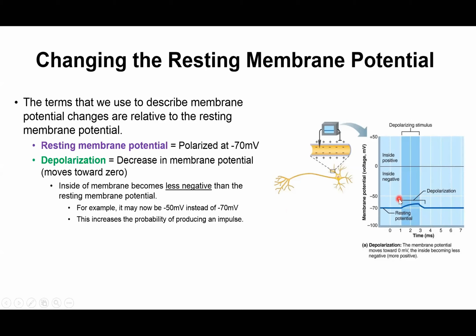Depolarization as a whole increases the probability of producing an impulse. Okay.